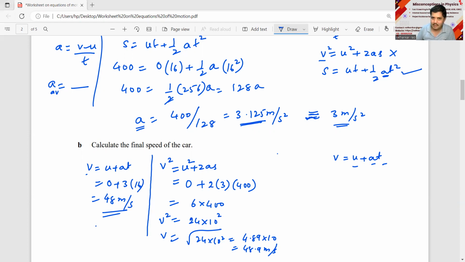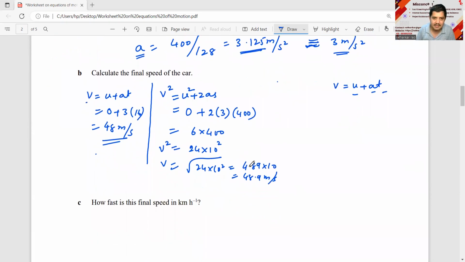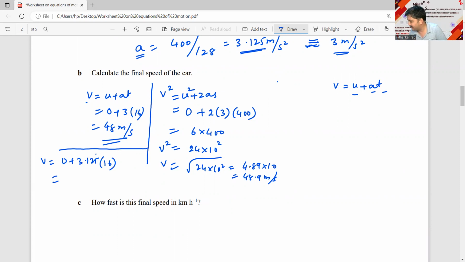Now let me use the correct value, 3.125, without approximation, and let me get the answer here. So V is equal to 0 plus 3.125 multiplied by 16. What is the answer I get? 3.125 multiplied by 16 is 50. So I get the answer here as 50 meter per second.